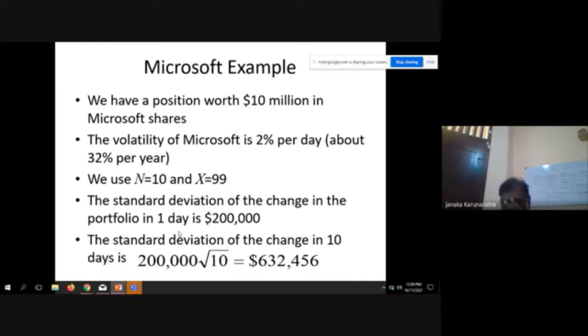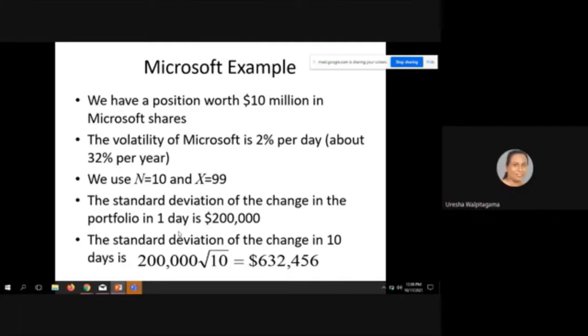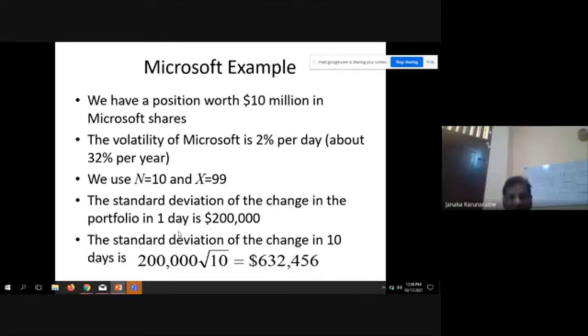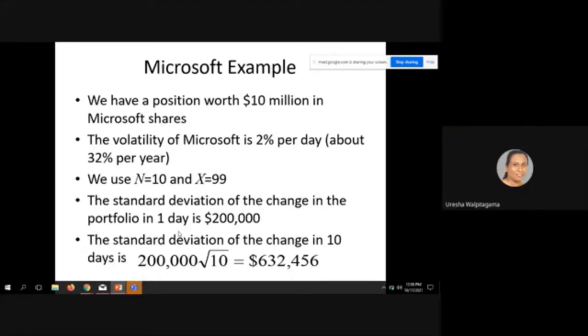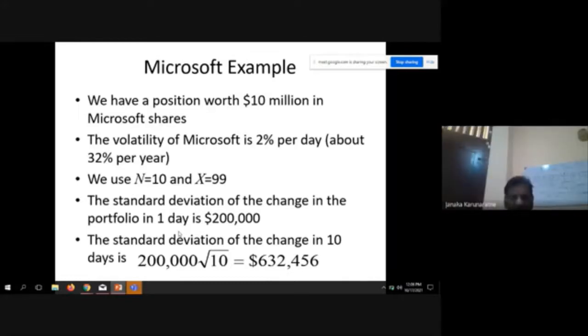Can someone tell me, if my daily volatility is 2%, for a given day, what would be my standard deviation in this particular example? Multiply 10 million by 2%, which equals 200,000. Exactly. So my investment value is 10 million. Per day, volatility is 2%. So my daily volatility is 10 million multiplied by 2%, 200,000.